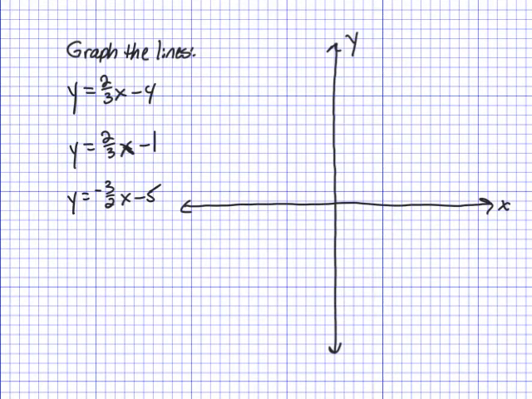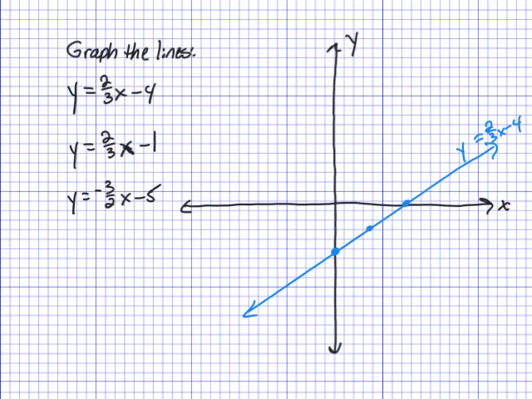So we'll graph these. The first one, -4, I start down 4, and I go up 2 to the right 3, put a point. Up 2 to the right 3, put a point. I don't know if I can use a straight edge on this thing to try to make this line straight. Let's see if I can. Oh, it kind of works. Okay. So that's my first line, y is equal to 2/3 x minus 4.